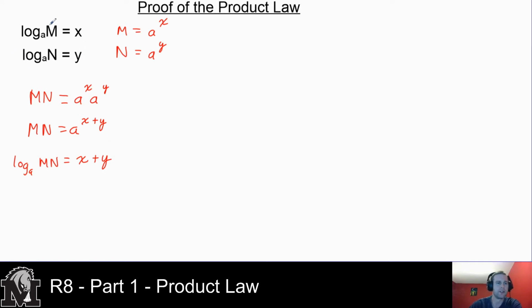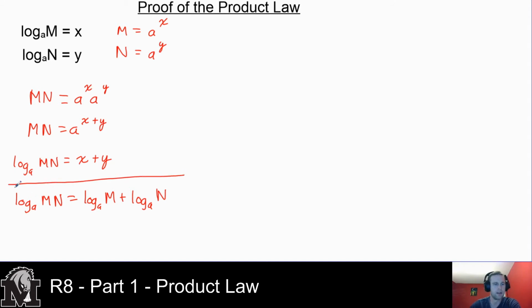Now, right at the very start of our proof, we just started with a couple of definitions. We say that x is log base a of m. So I can replace that x with log base a of m. So my left-hand side doesn't change. This x becomes log base a of m plus, and we have this y, but I can replace y as well. Log base a of n, and that is our product law.